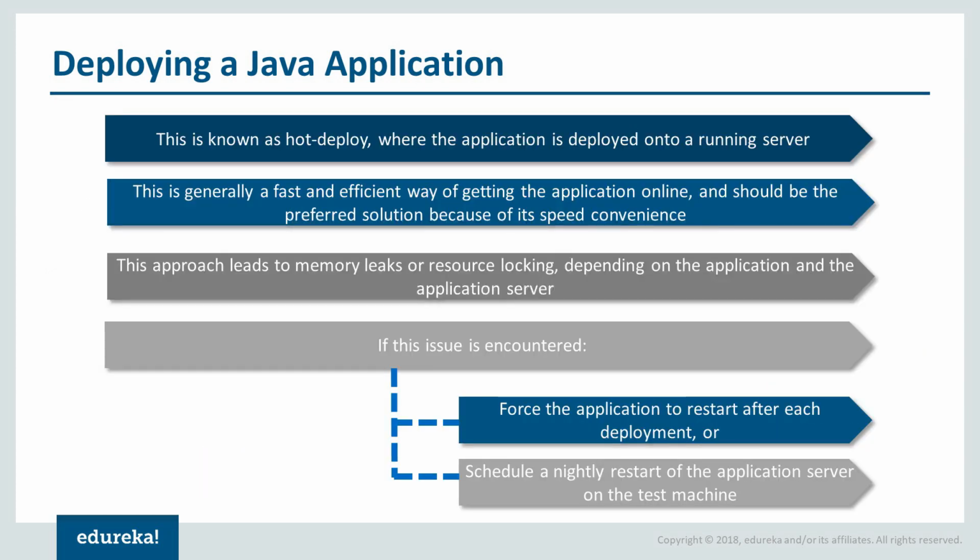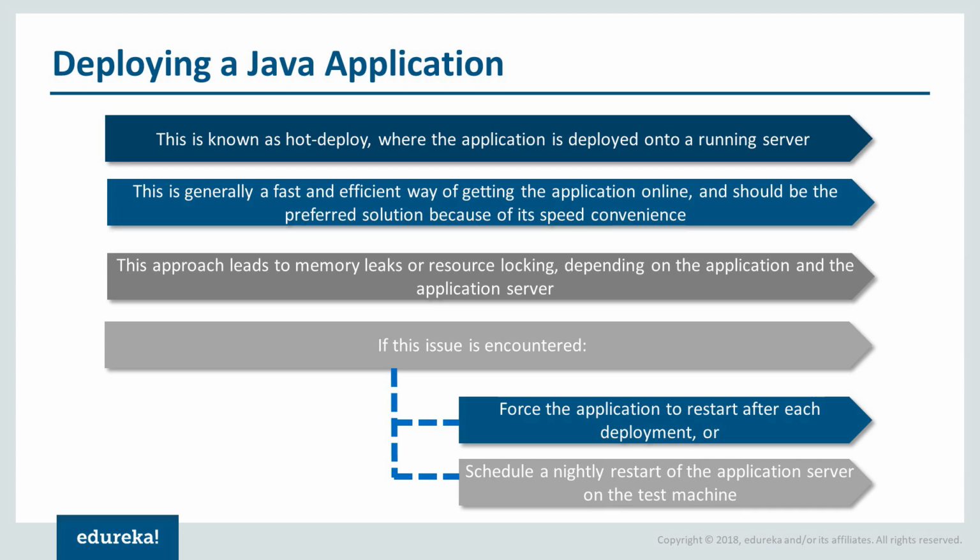So one of the ways of putting a Java application onto web servers and deploying it is known as hot deploy, what we have seen before, because the application is deployed on a running container or a running server. This is generally a fast and efficient way of getting the application online, and this should be the preferred solution because of its speed and convenience, unless you have a very good reason for not using it. This approach can lead to memory leaks or resource locking, depending on the application and the application server.